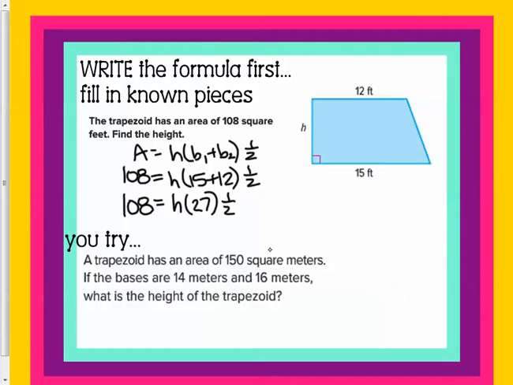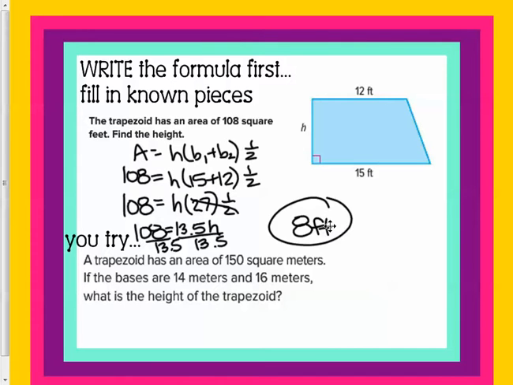So take 27 and cut it in half. When I do that, I get 13.5 times h is 13.5 h's, which equals 108. So now all I'm left to do is divide. This is 13.5, so 108 divided by 13.5 gives me 8 feet. And notice that it's not squared because the formula is only if you're finding area is it squared, right?